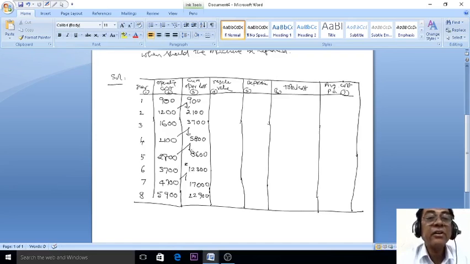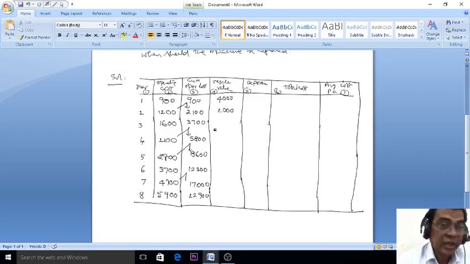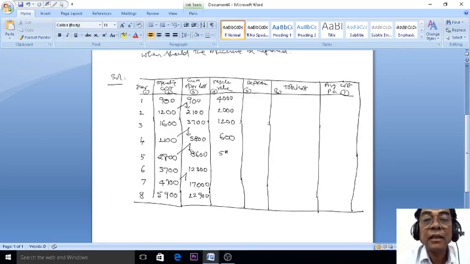Resale value. Resale value is given in the question. Please, the third row value is 4,000. And the next one is 2,000. And the next one is 1,200. So 600. 500. 400. 400. The column values are given in the question.